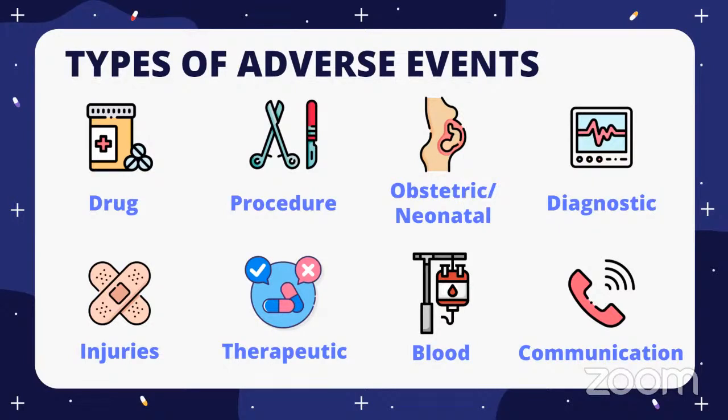You can have a procedure event, which can be surgical or non-surgical. You can have diagnostic, which is failing to make a diagnosis or making the wrong diagnosis. Injuries, which can be patient-related, either you cause an injury to the patient or a patient causes an injury to themselves. Therapeutic, which can involve giving the wrong medication to a patient or failing to give medication correctly. Blood product reactions, and then communication errors, whether this is a communication error between you and the patient or between you and other healthcare workers.